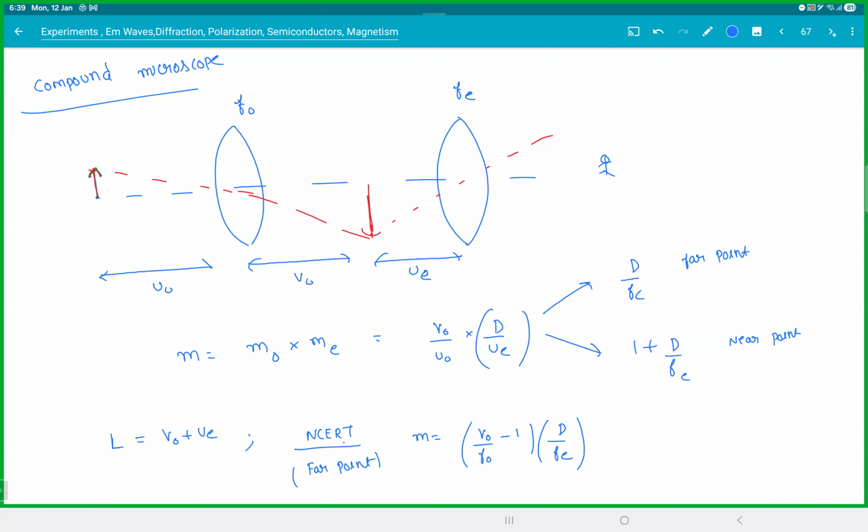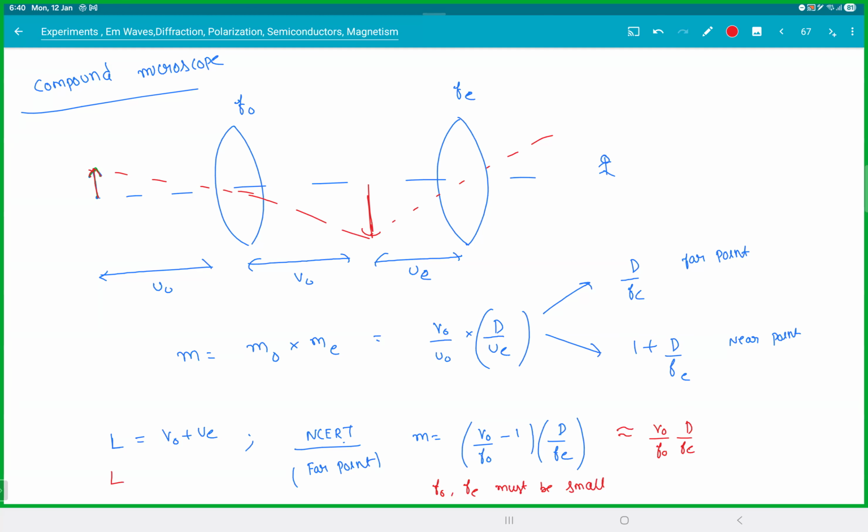And look at this. You get a pretty good theoretical question. For high magnification, should F naught and FE be small or big? This itself is a theoretical question. In a compound microscope, to get high magnification, the focal lengths of objective and eyepiece must be small. F naught and FE must be small. Then V naught by F naught must be much, much bigger than 1. So this becomes V naught by F naught and D by FE.